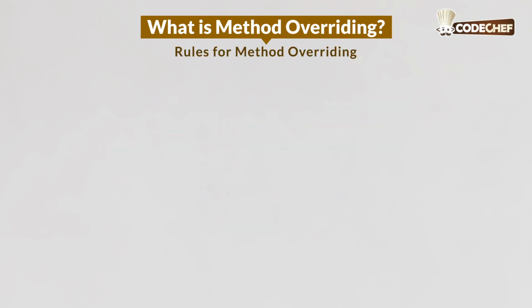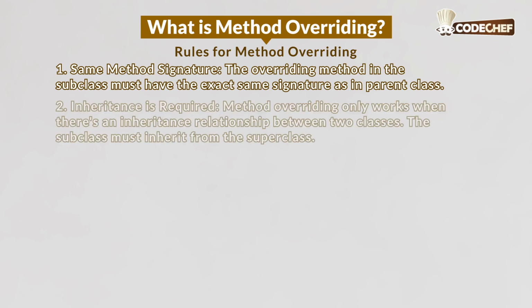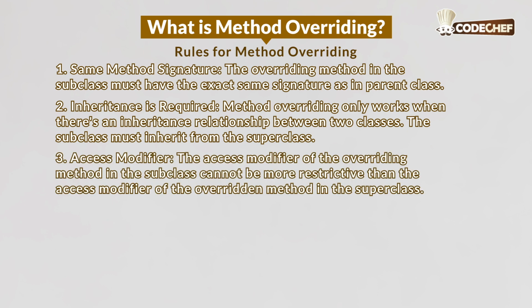The rules for method overriding. Same method signature: the overriding method in the subclass must have the same signature as in the parent class. Inheritance is required: method overriding only works when there is an inheritance relationship between two classes. The subclass must inherit from the superclass. Access modifier: the access modifier of the overriding method in the subclass cannot be more restrictive than the access modifier of the overridden method in the superclass.